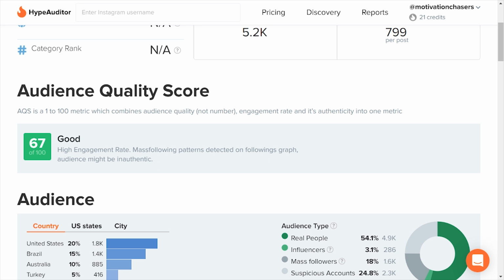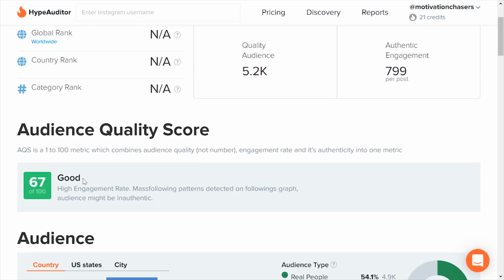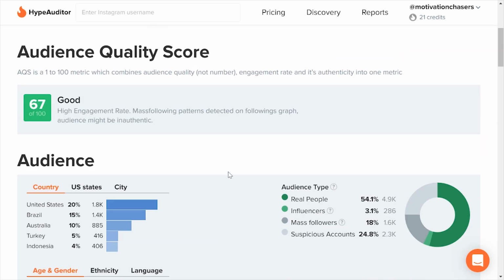Audience might be inauthentic, so this means that they are saying that this guy has done follow and unfollow, because mass following patterns were detected on the followings graph. They've got a pretty detailed graph, and they can see that this account has been doing follow and unfollow, which is pretty cool. I didn't know there was a tool that does that.